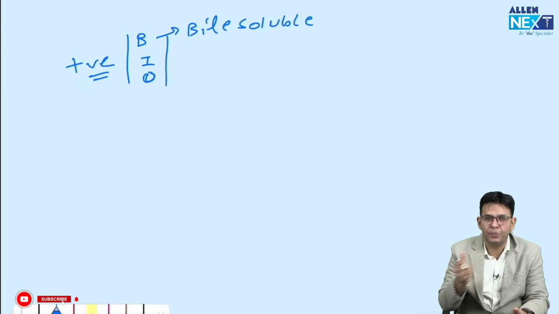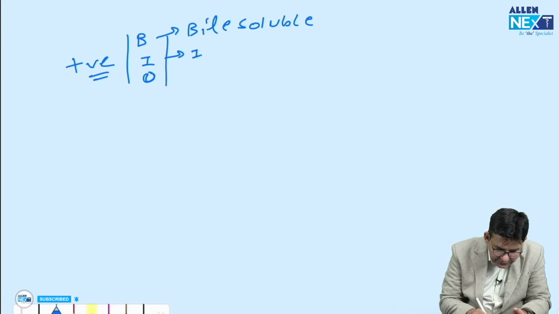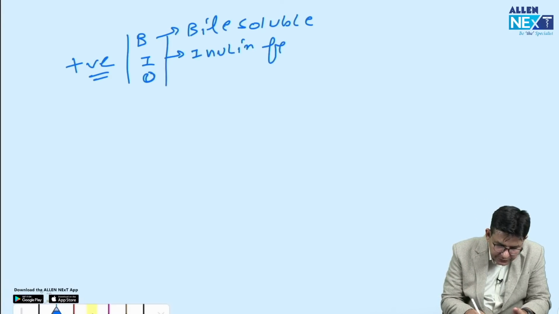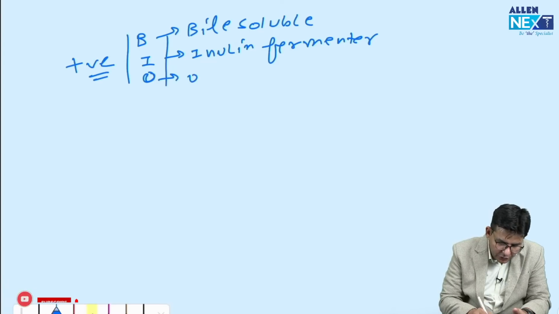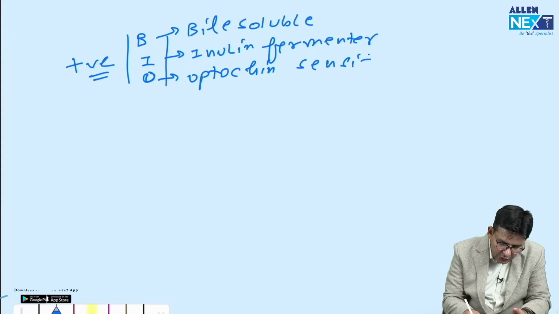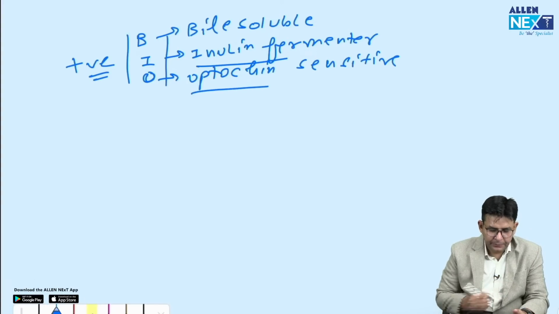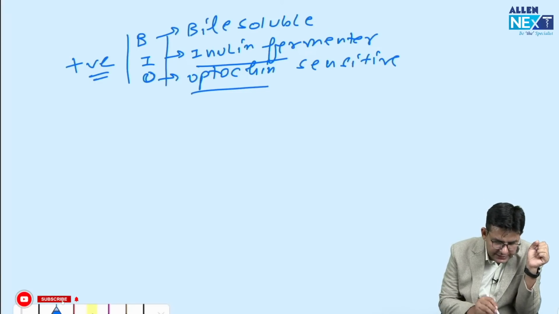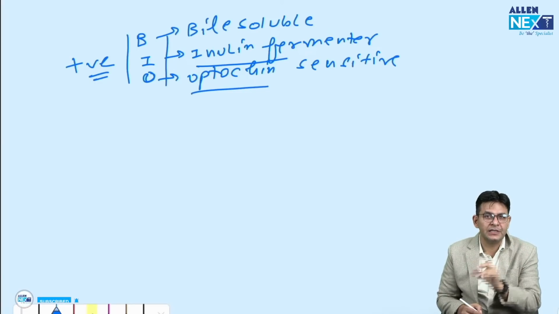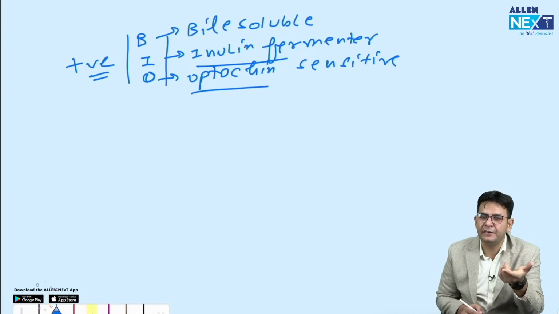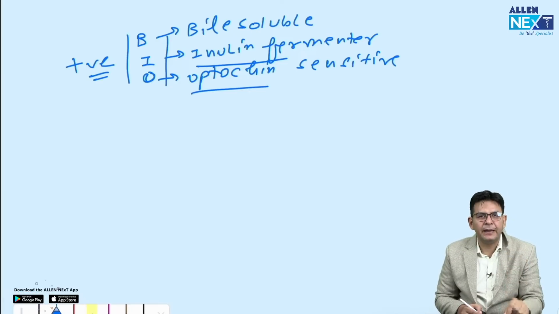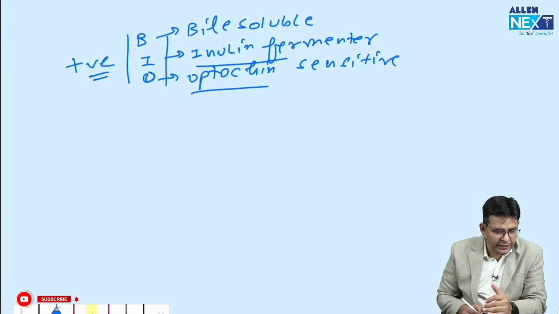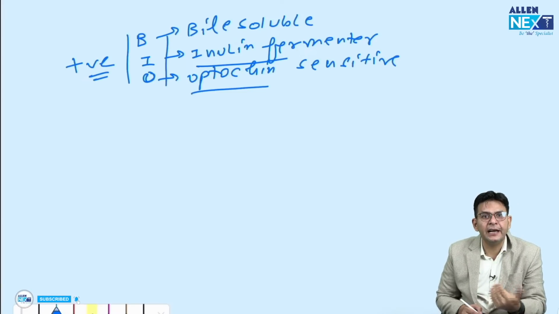It is positive, BIO positive: bile soluble, inulin fermenter. Okay, this particular polysaccharide is being fermented by this, and optochin sensitive. And optochin is a drug, so it is optochin sensitive. So bile soluble, inulin fermenter, and optochin sensitive. This is what is termed as BIO, and BIO is positive in pneumococcus, negative in viridans. It was asked in NEET PG.